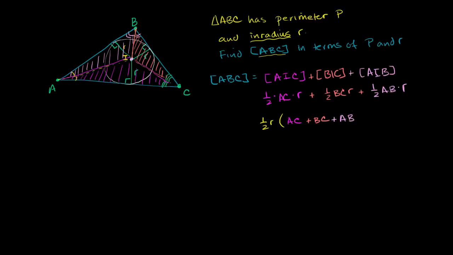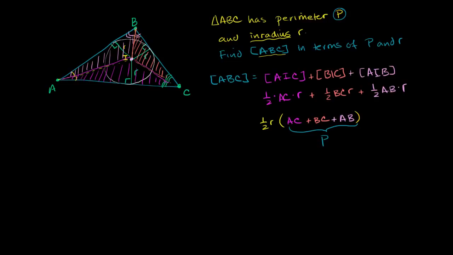Now, what is AC plus BC plus AB? Well, that's going to be the perimeter P. That is the perimeter if you just take the sum of the sides. And it looks like we're done.